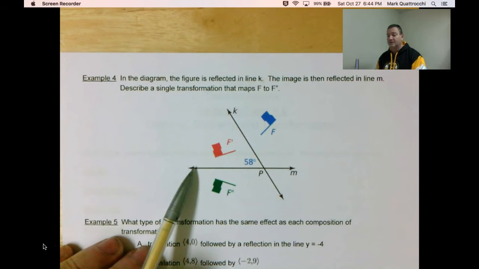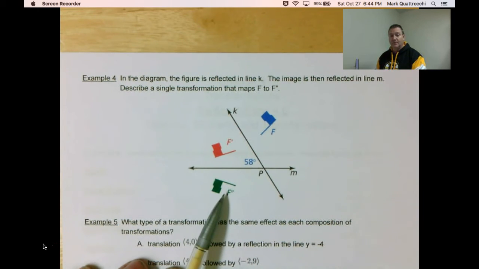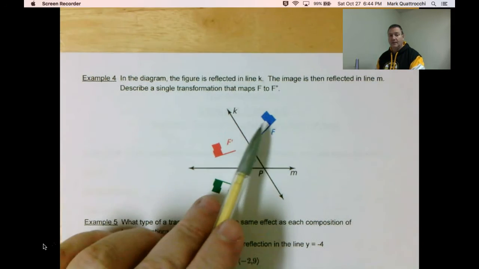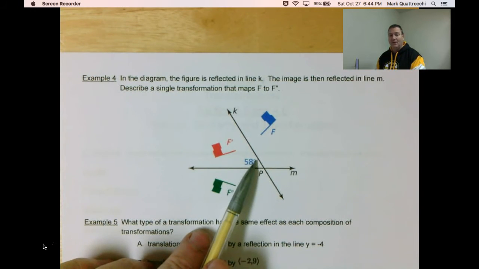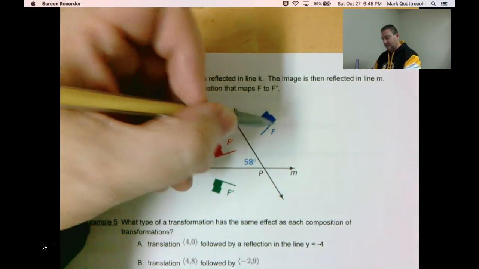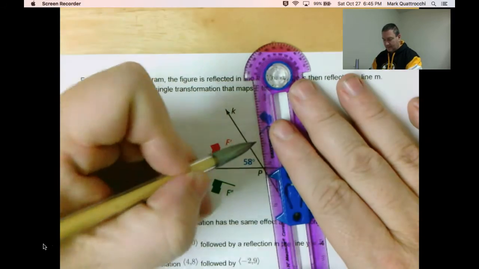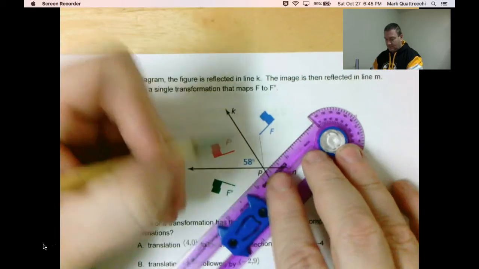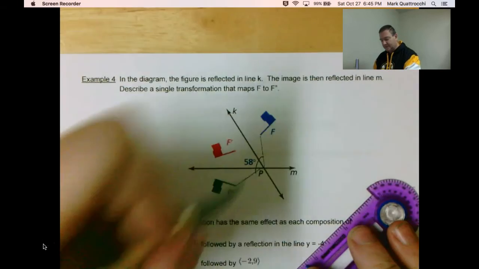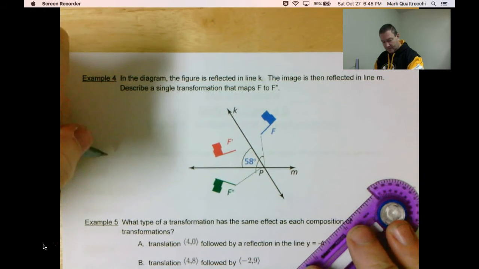And according to the theorem, reflections in intersecting lines, this single transformation could be done by rotating F around the point of intersection, P, to F double prime, and the angle formed by the two intersecting lines is half the angle of rotation. So let's go end to end. This angle here is twice as big as 58 degrees. So that angle will be a rotation. So that's a rotation.